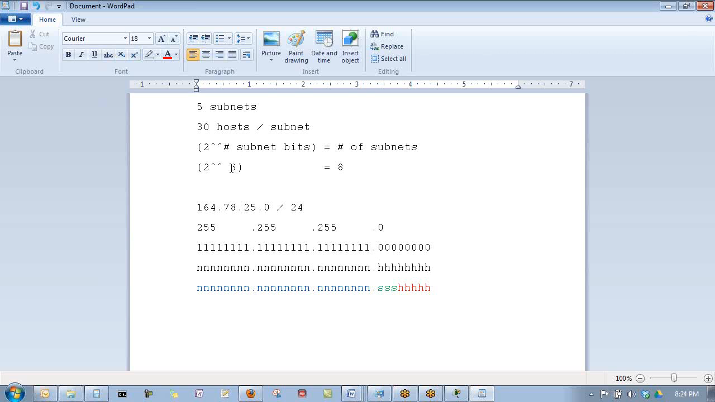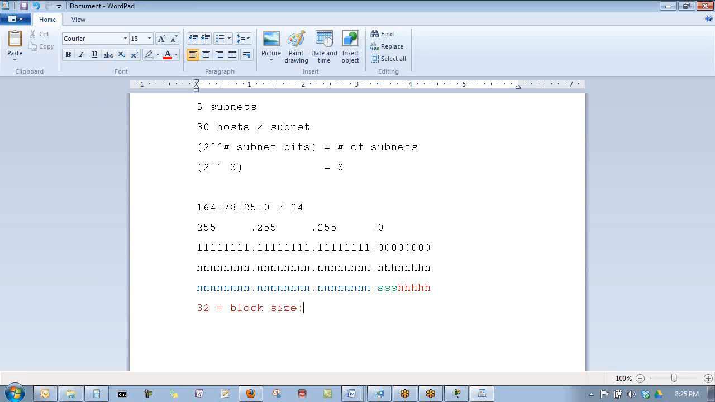Now, you recall that we did say that we are going to take 3 bits to divide this up into subnets. Can anyone tell me, looking at this one S here, what value does that S represent in terms of base 2? The first S is 128. The second S is 64. The third S is 32. That tells me that 32 equals my block size.